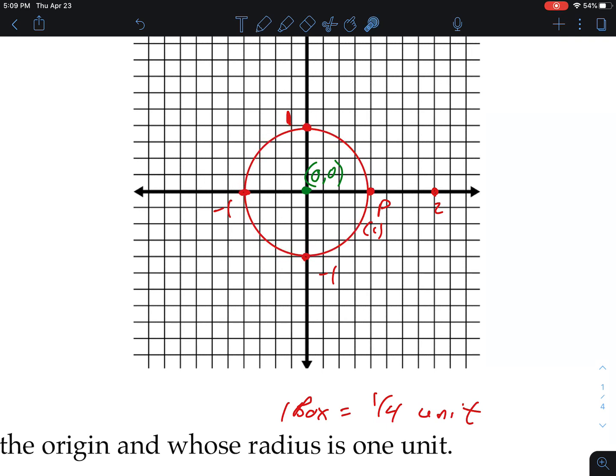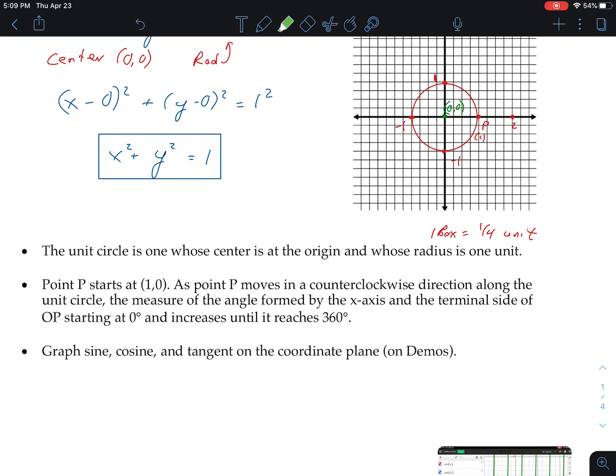And I'm getting 360 degrees, right? The circle adds up to 360. If I just take a line and drag it, I get 360, and that's kind of what it says right down here. Point starts at (1, 0), that's where we started.